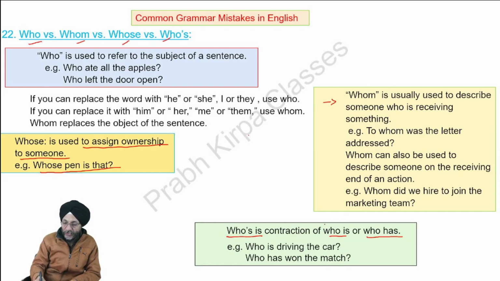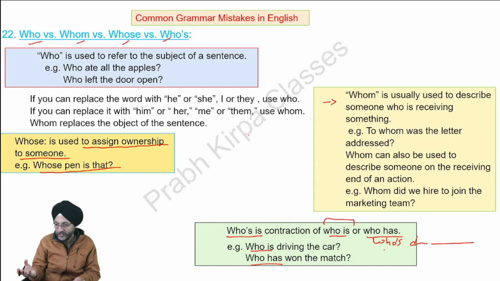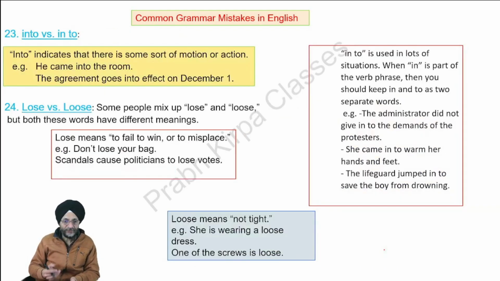As there may be a problem if we use the contraction who's, as it may mean who is or who has, it is suggested that we should write not in contraction but properly, so that the other person who may not be well conversant with the rules can understand. For example, if you write who's driving the car, the other person may think who has driving the car, but actually you are saying who is. So if you deem fit, you may write properly who is driving or who has won the match. The rest, it is your choice.